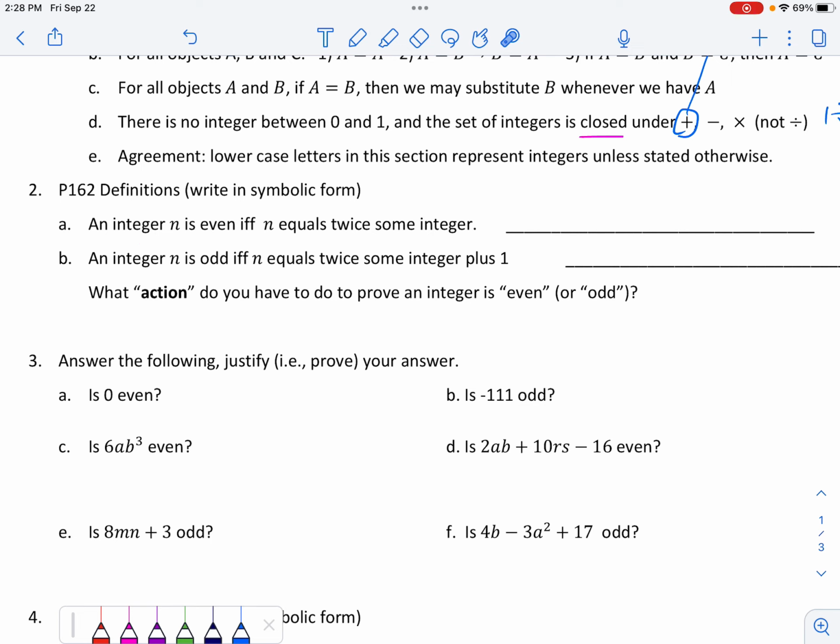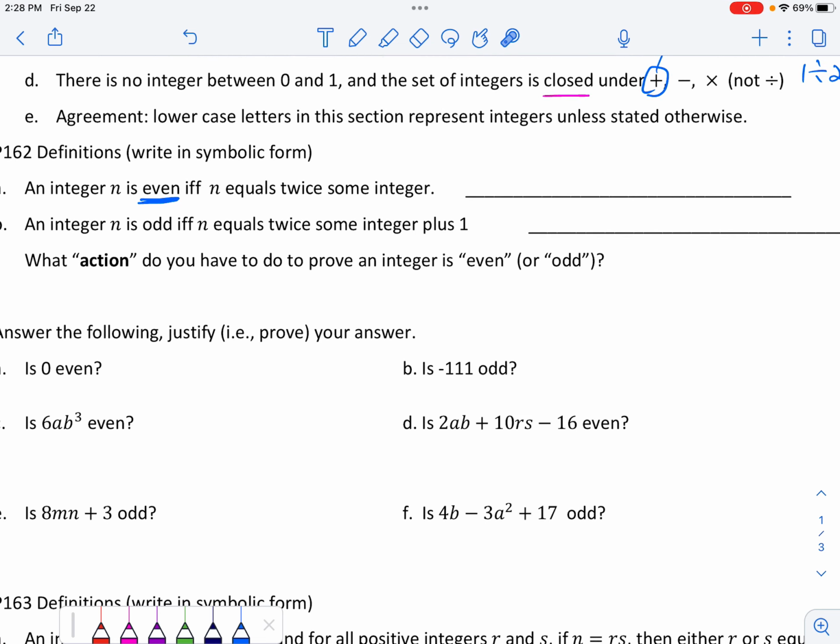So let's begin with the first definition. An integer n is even. So we are defining what is even. If and only if, you remember, that means if and only if n equals twice some integer. My first task for you is to think about how you would write this in symbolic form. Pause a little and try to think about it before you resume the video.